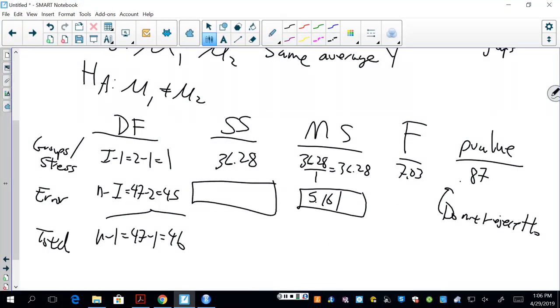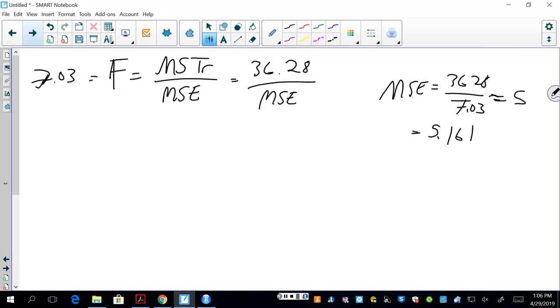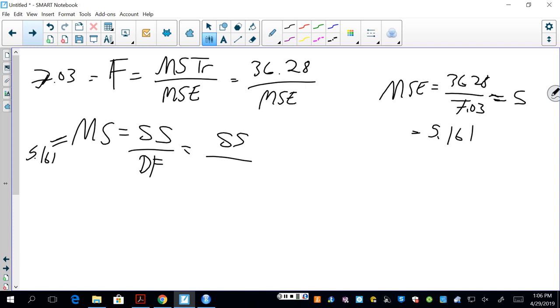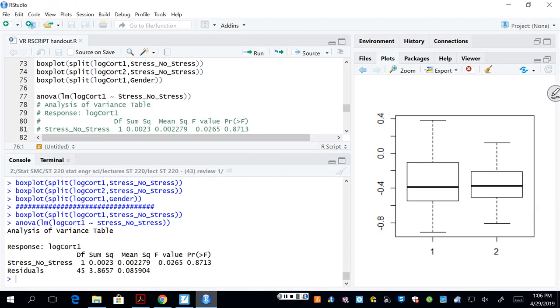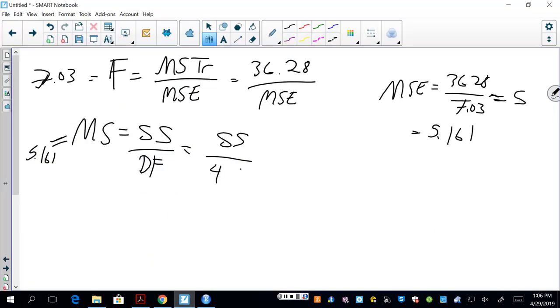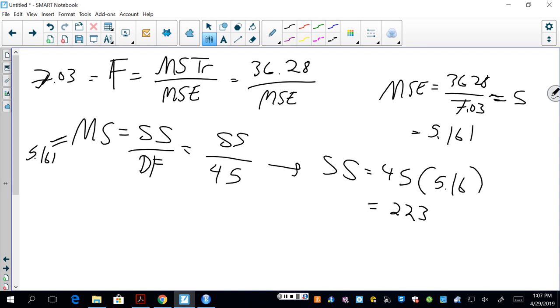And once you have degrees of freedom and mean square, you can get the sum of squares in that row, right? Because the mean square is the sum of squares over its degrees of freedom. So if the mean square is 5.161, and the degrees of freedom was 45, this means that the sum of squares is going to be 45 times that mean square, 5.16. So the sum of squares is 232. You multiply that out.